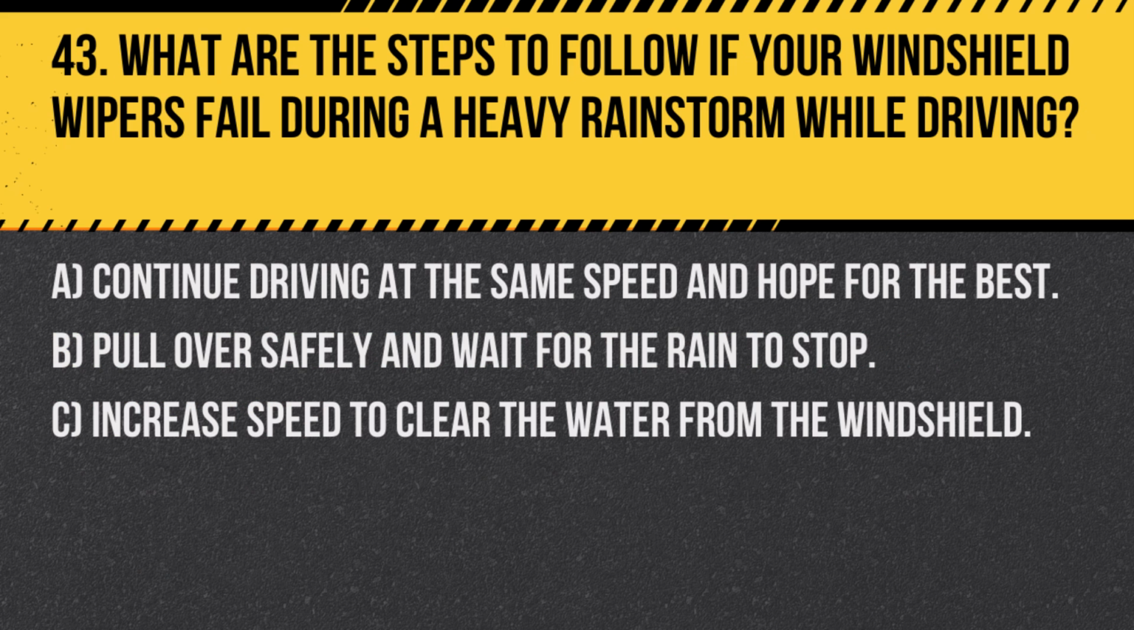Question 43. What are the steps to follow if your windshield wipers fail during a heavy rainstorm while driving? A. Continue driving at the same speed and hope for the best. B. Pull over safely and wait for the rain to stop. C. Increase speed to clear the water from the windshield. Answer. B. Pull over safely and wait for the rain to stop. It's unsafe to drive without functional windshield wipers in heavy rain.